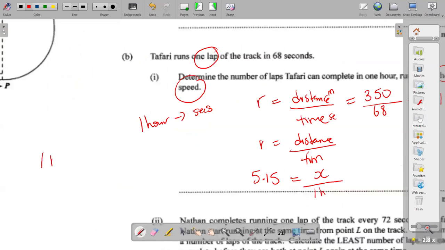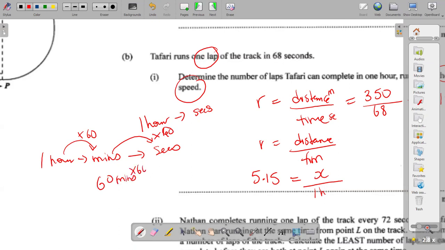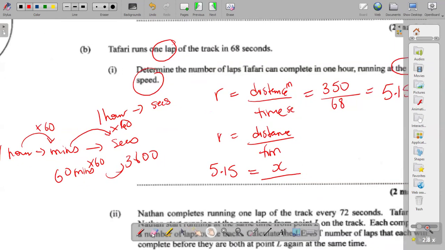First of all, I need to change 1 hour to minutes and then minutes into seconds. 1 hour is 60 minutes and 1 minute is 60 seconds. So I say 1 times 60, that's 60 minutes. And then to change minutes into seconds, I times that by 60 again. 6 times 6 is 36 and 2 zeros, 3600. Everybody with me? So at least everybody was able to realize that we couldn't just use 1 hour. We had to change it into seconds. So there's going to be 3600.